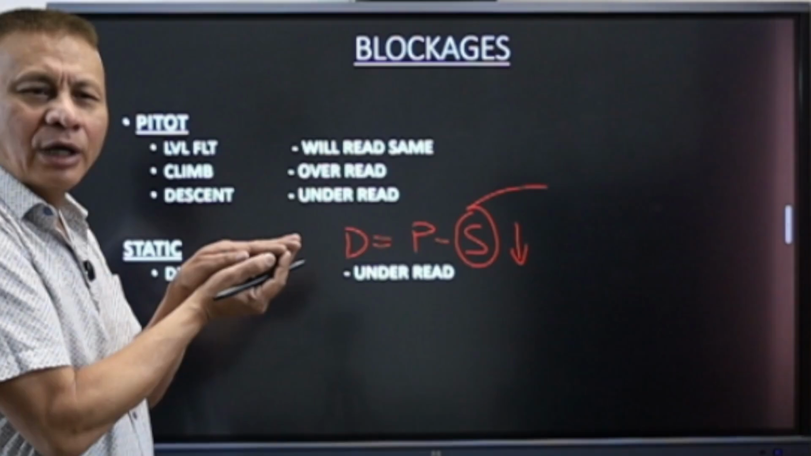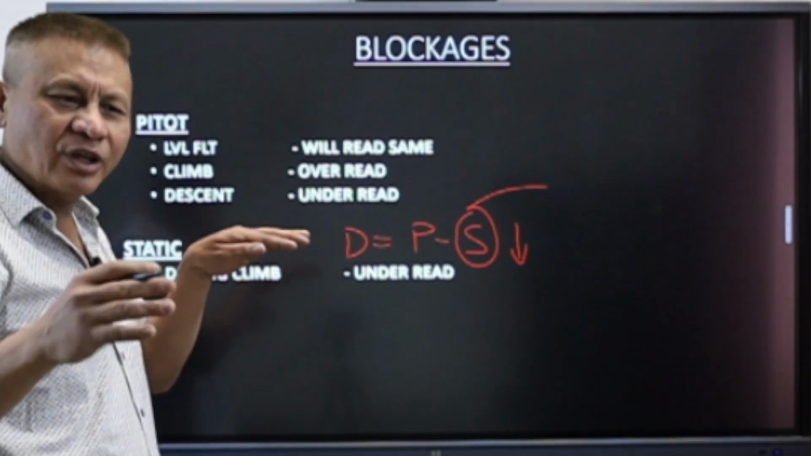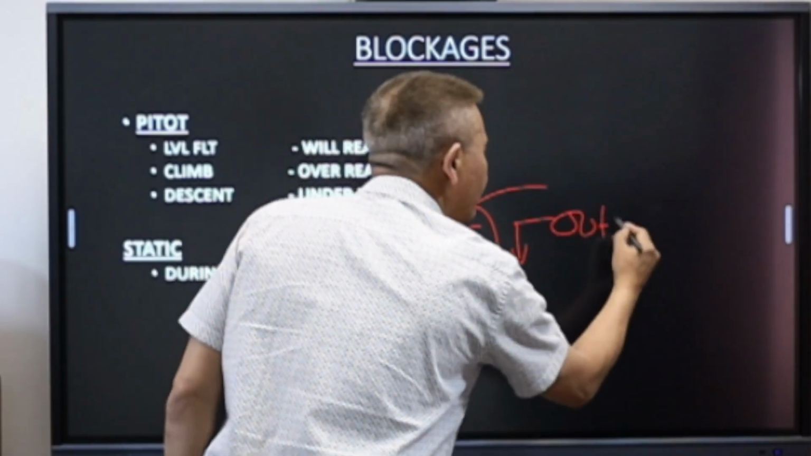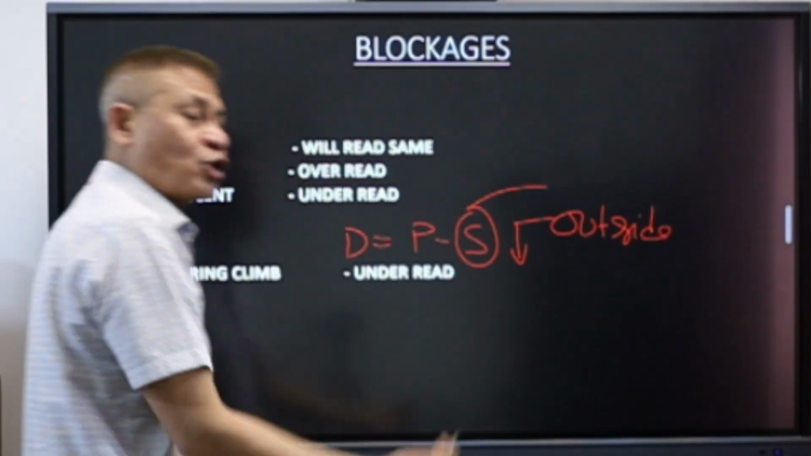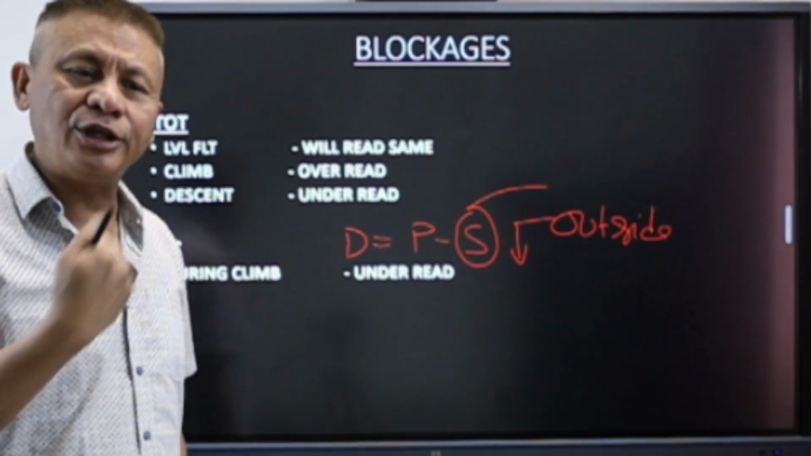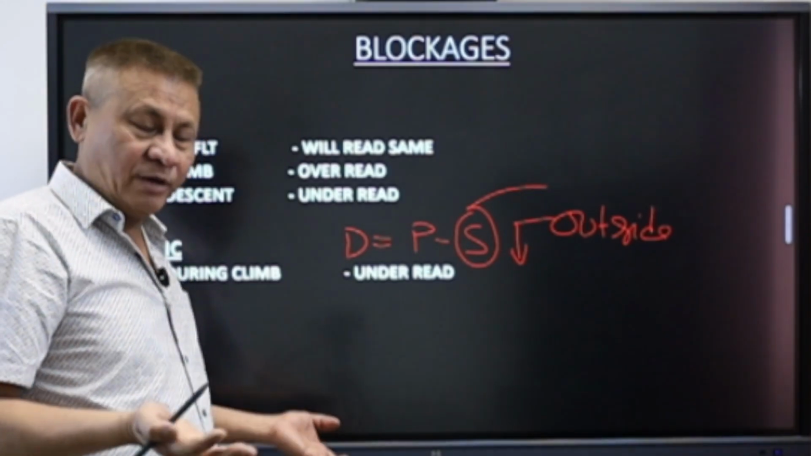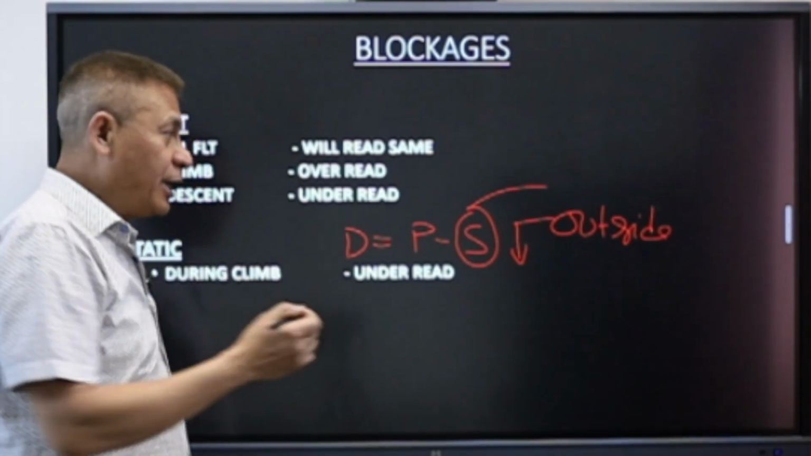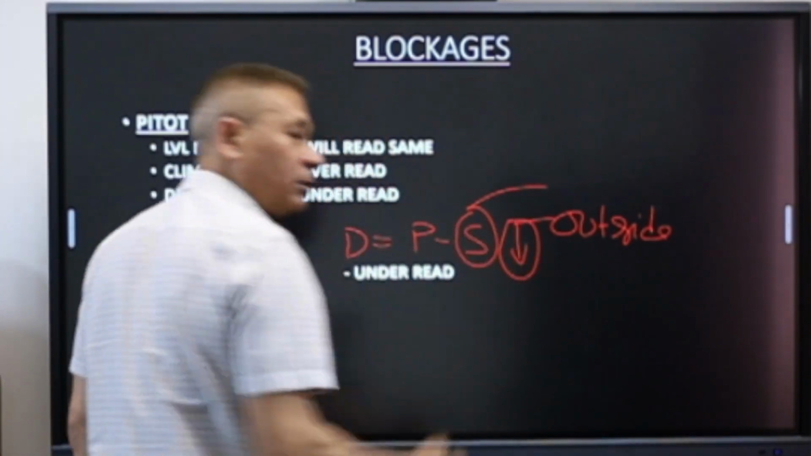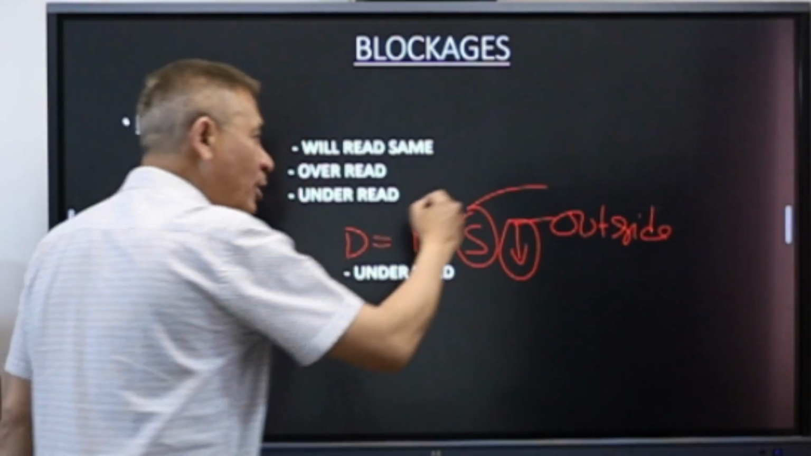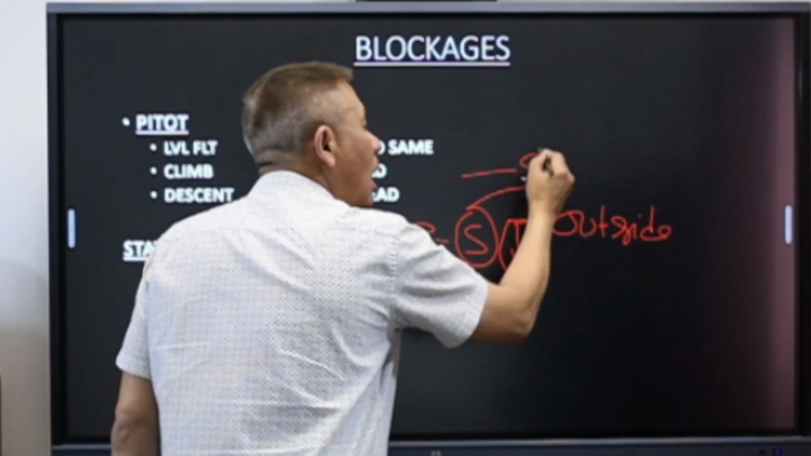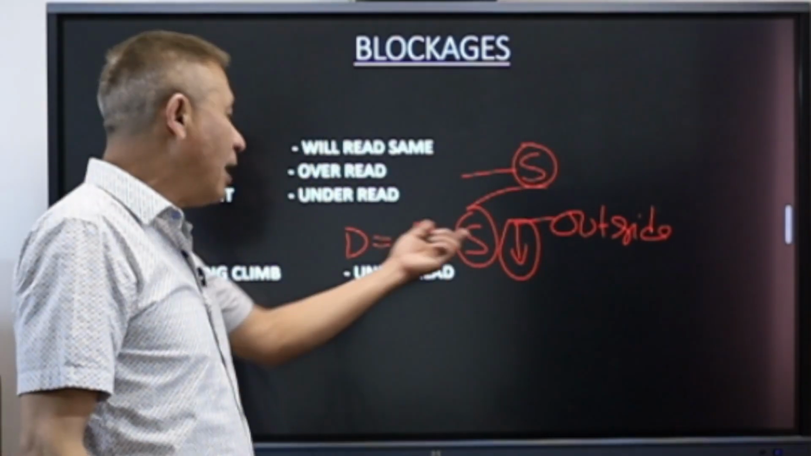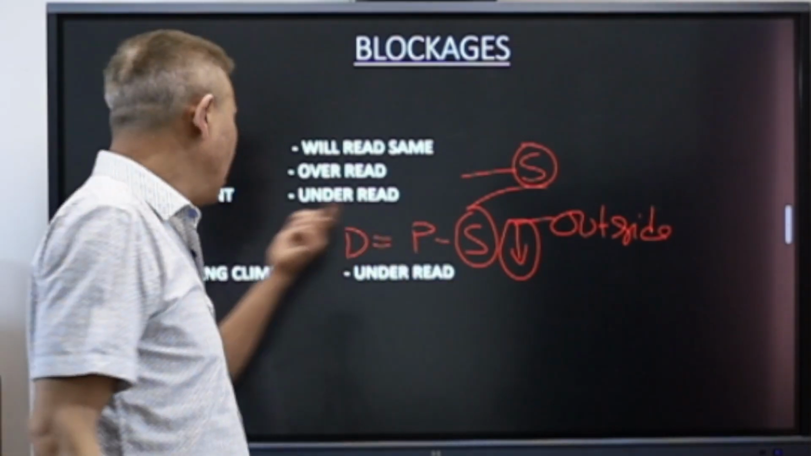What is happening outside the aircraft? The static pressure is reducing outside the aircraft. So it is supposed to be subtracting a reduced amount of static because the atmospheric pressure is reducing. So therefore, it is supposed to subtract a lesser amount of static, but however it is subtracting a higher amount of static because the static was blocked at the lower level. So therefore, your airspeed indicator will underread.